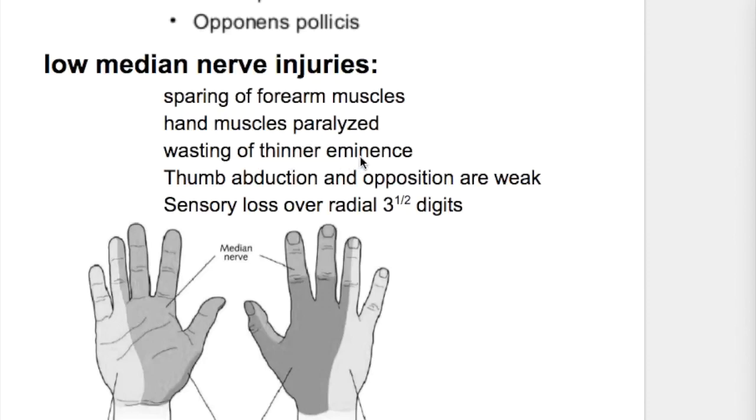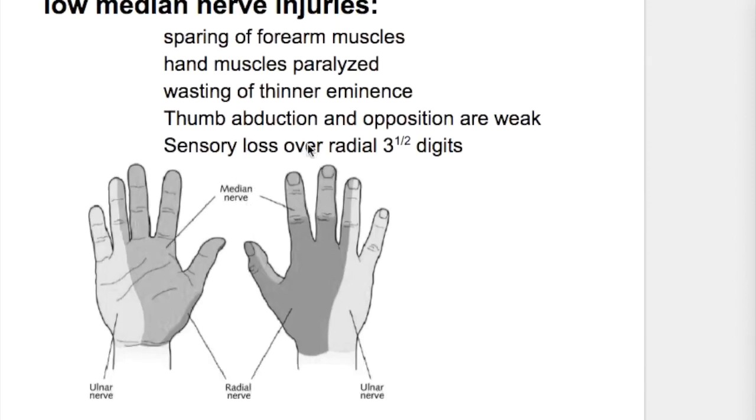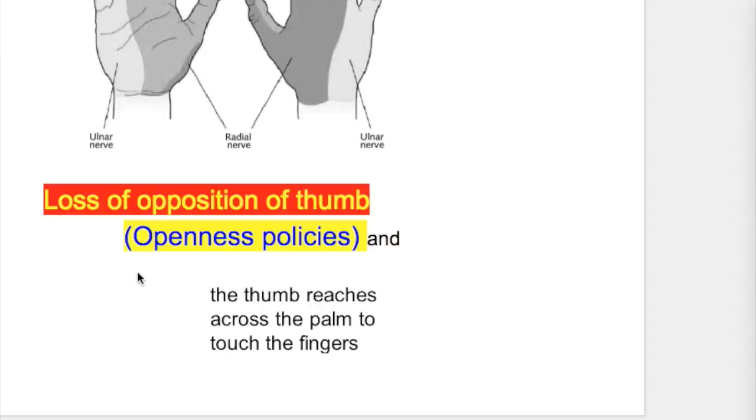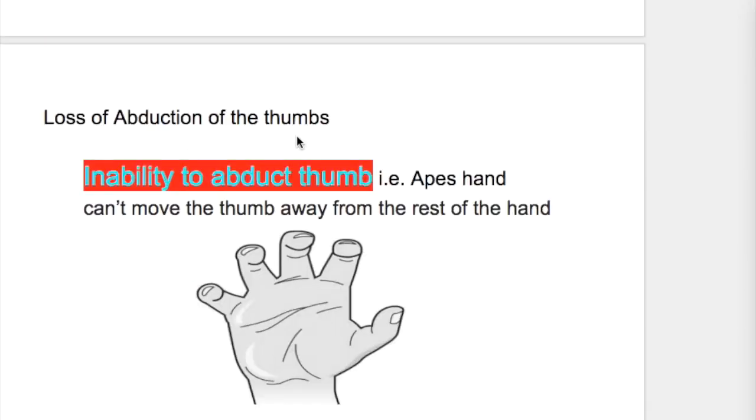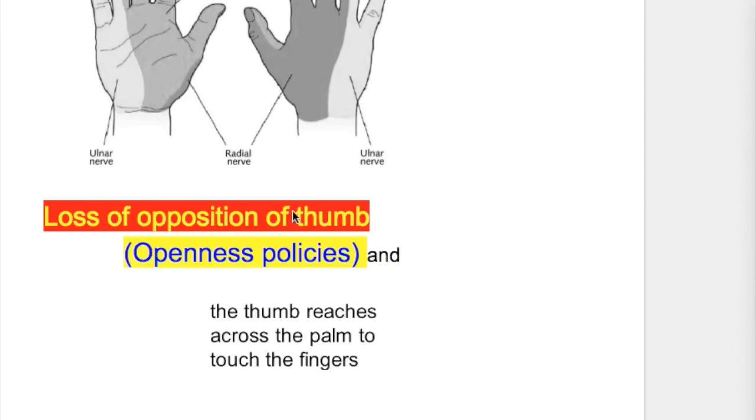Wasting of thenar eminence. Thumb abduction and opposition are weak, and there is sensory loss over the radial 3.5 digits. So where is the sensory loss? It affects the front of the radial 3.5 digits and front of the hand, and back of the 3.5 digits. It does not supply the back of the hand, which is supplied by the radial nerve. What are the effects of paralysis of the thenar eminence? There is loss of abduction of the thumb. There is loss of opposition of the thumb due to paralysis of opponens pollicis.